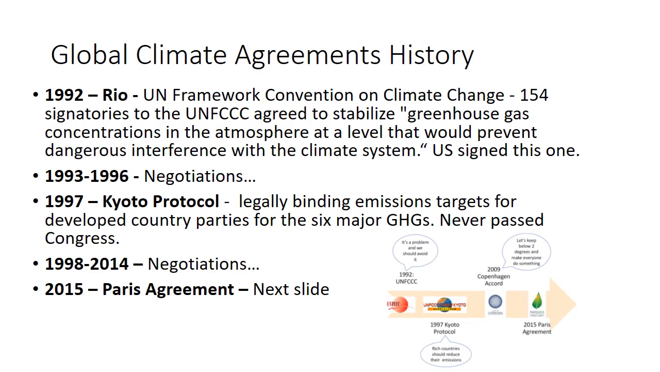1997, the Kyoto Protocol, which led to legally binding emissions targets for developed countries for the 6 major greenhouse gases. It never passed Congress, though, in the United States, so we didn't do anything about it. More negotiations. In 2015, we had the Paris Agreement.